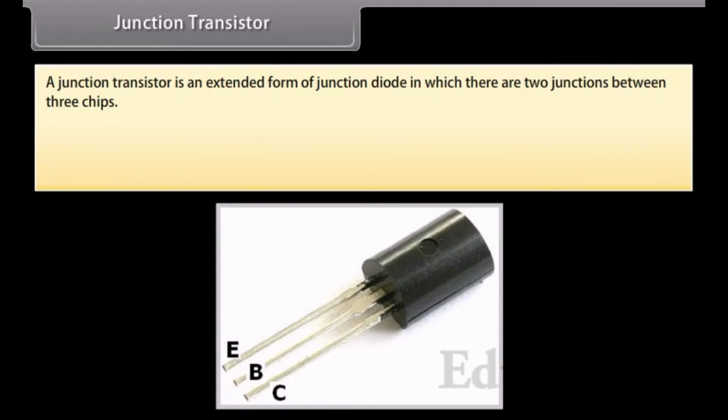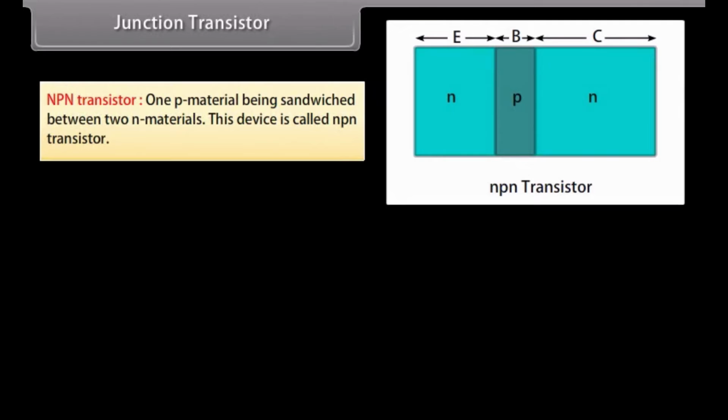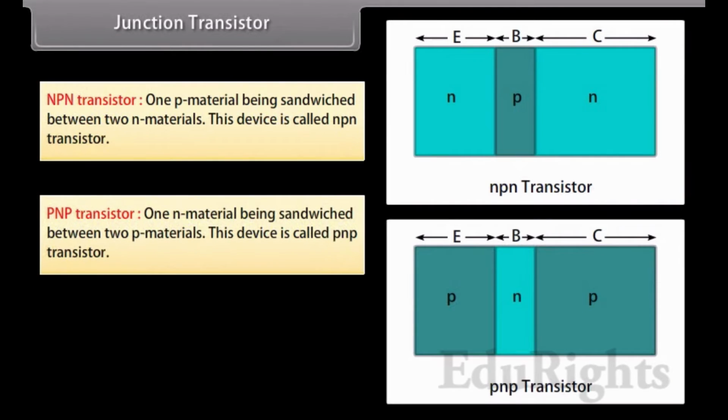Junction transistor. A junction transistor is an extended form of junction diode in which there are two junctions between three chips. The two kinds of transistors are the NPN transistor and the PNP transistor. NPN transistor: one P material sandwiched between two N materials. This device is called an NPN transistor. PNP transistor: one N material sandwiched between two P materials. This device is called a PNP transistor.